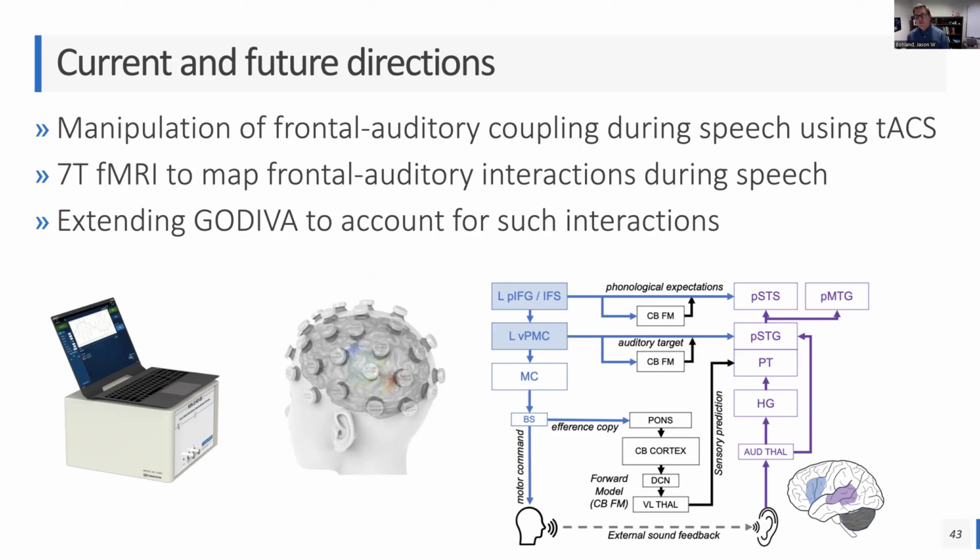We're going after this hypothesis directly by manipulating frontal auditory coupling using transcranial alternating current stimulation in these kinds of tasks. And we're looking forward to doing some work trying to really map out these frontal auditory interactions during speech planning and production using 7 Tesla fMRI. And of course, these results go into extending the GODIVA model to account for these kinds of interactions.